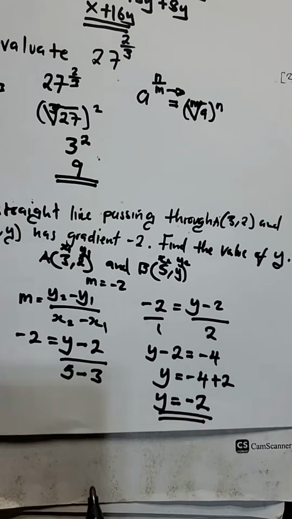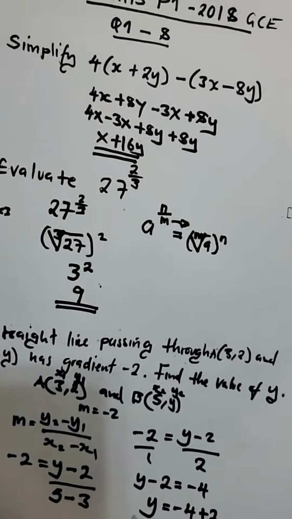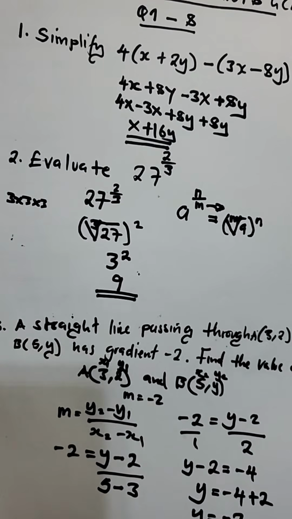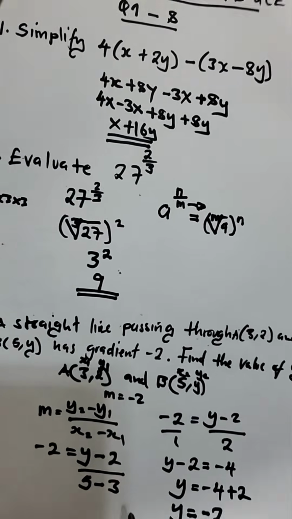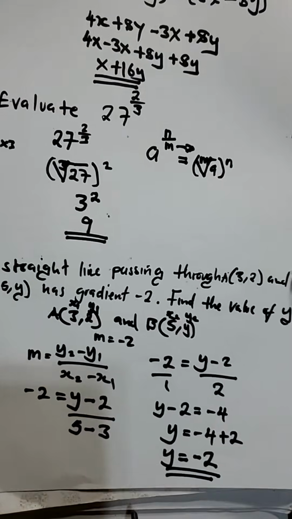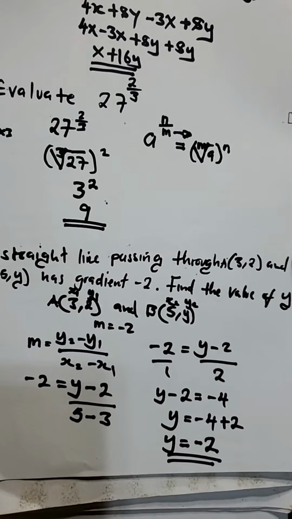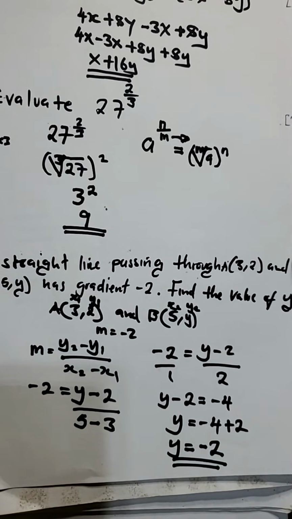Okay, so we have calculated. So far we've done 3 questions. The first question was an algebraic question where we were asked to simplify. The second one is an indices question, which asked us to evaluate. Then the third question is under coordinate geometry, which is asking us to find the missing variable, having been given the gradient.